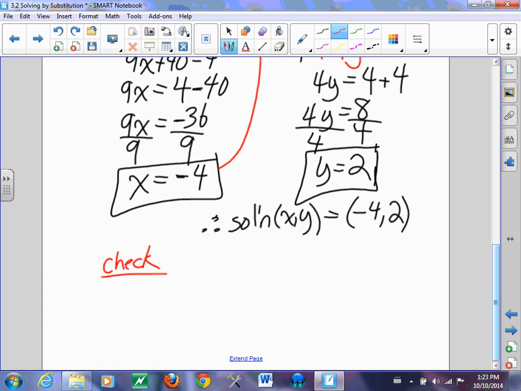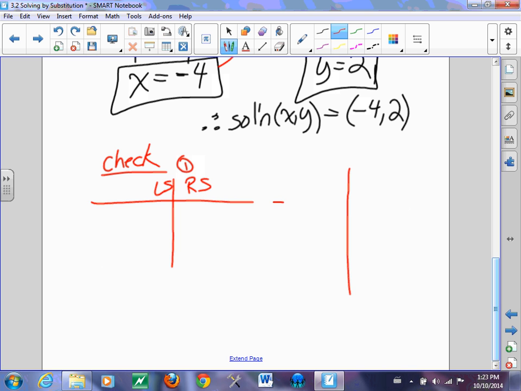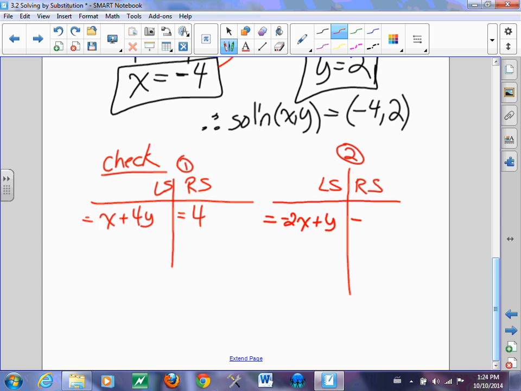Okay, so to do a check, I do left side, right side. Okay, so there's equation 1. And we're going to do equation 2. So left side equals, for the first one, it equals x plus 4y. And the right side equals 4. For equation 2, the left side equals negative 2x plus y. And the right side equals 10. Go back to the original question, folks, not the one that you rearranged, okay?